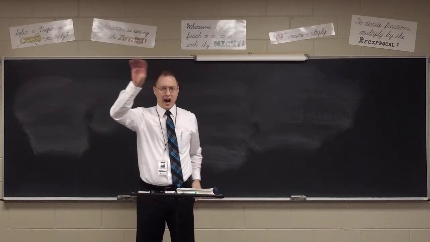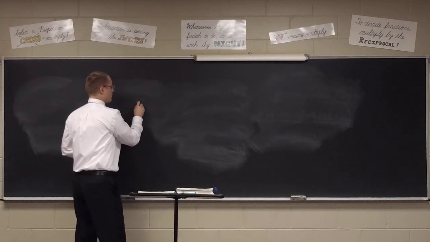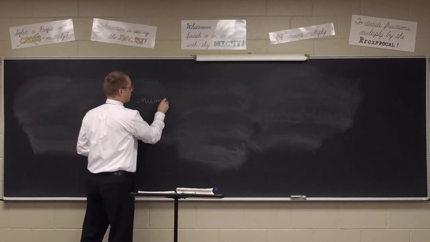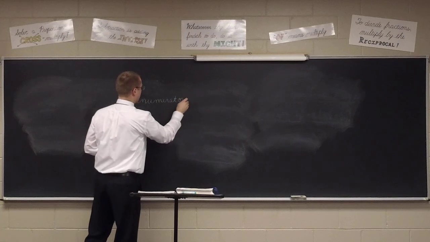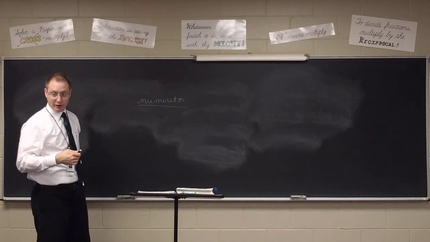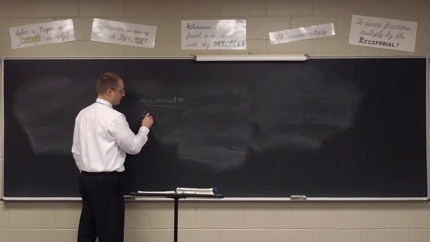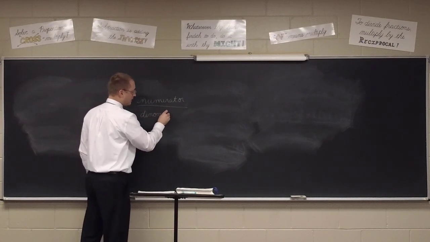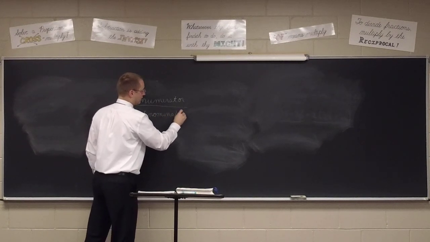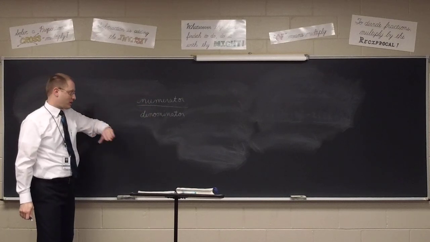What do we call that top number, class? The numerator. If you didn't know that or needed the refresher, go and write that in your notes. The numerator. And the bottom value in a fraction or rational expression is called the denominator. Denominator. Okay. So the numerator and the denominator.